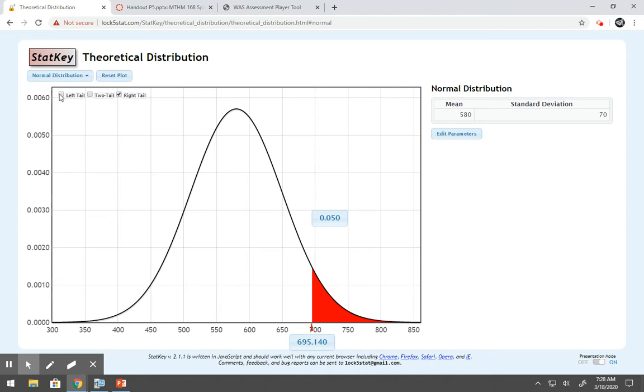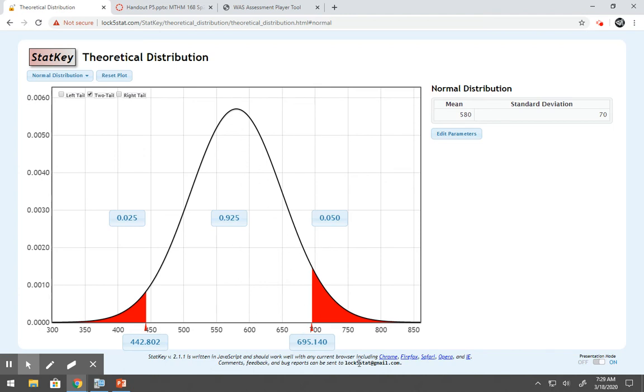If I make it a left tail instead of a right tail, then it simply moves its area to the other side. If I make it a two-tail, well, then there's a two-tail. I can split those values. I have 5% on the right and 2.5% on the left, and I'm able to do that because I'm still dealing with a middle of 580, and I know it's 580 because I put in 580.